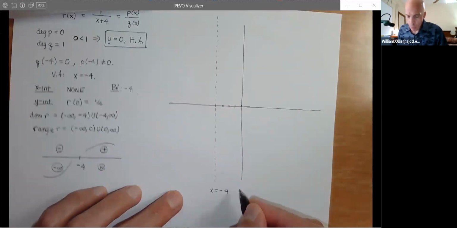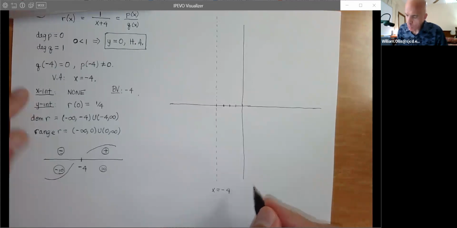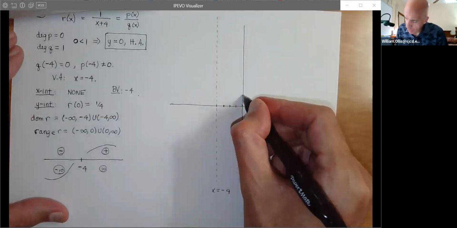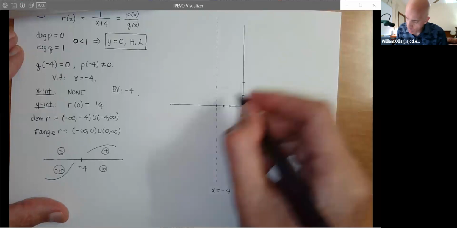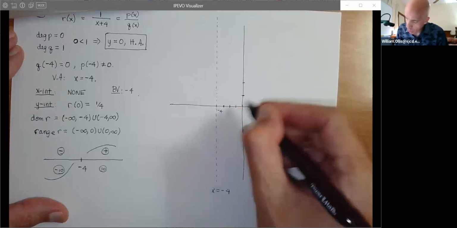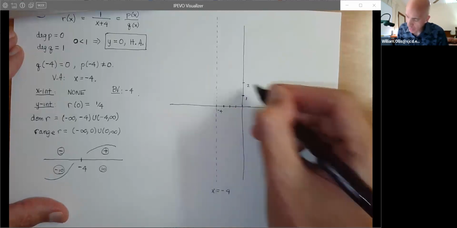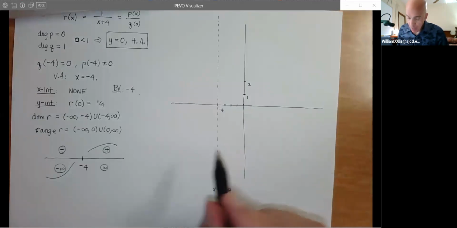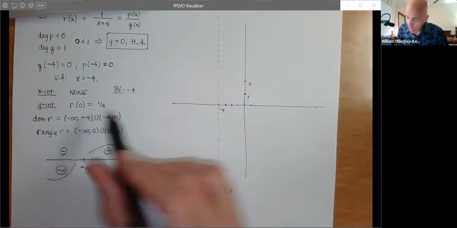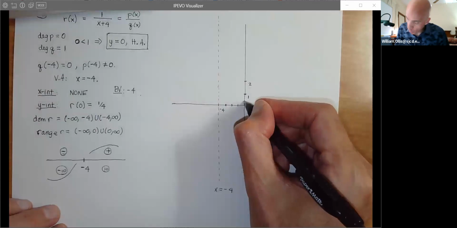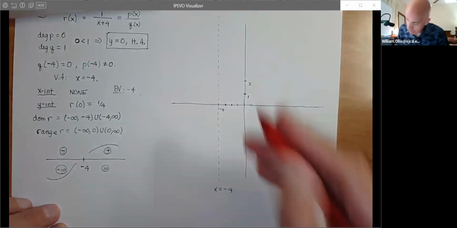And now, when we go up to our intercepts, we'll spread this out a little bit. So we'll have like a 1 and a 2. So here's -4, and we'll call this 1 and 2 just to spread it out a little bit. So now, when we look for our y-intercept, we're right here about 1/4. So I'll do that in red.